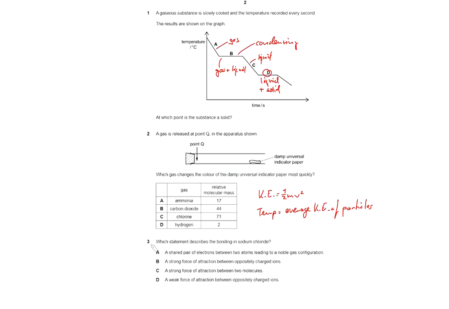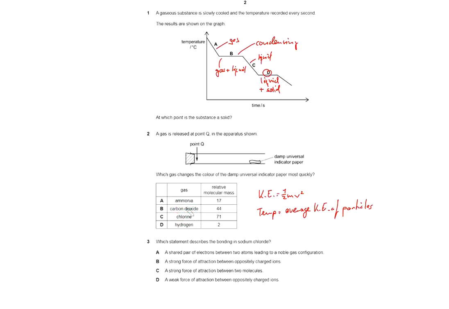So we have a little trap here. We see that hydrogen is the lightest gas. However, hydrogen is not an acid or a base, so it will have no effect on the damp universal indicator paper. So we are looking for something that would change the color of the indicator paper, and ammonia and chlorine do this for sure. Carbon dioxide maybe a little bit, since it's a slightly acidic gas, but ammonia and chlorine definitely change the color of the universal indicator paper.